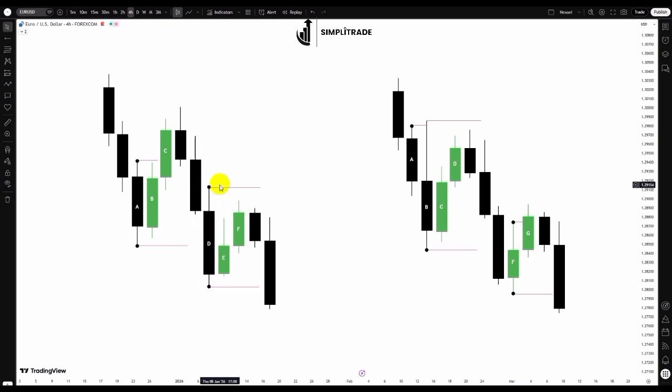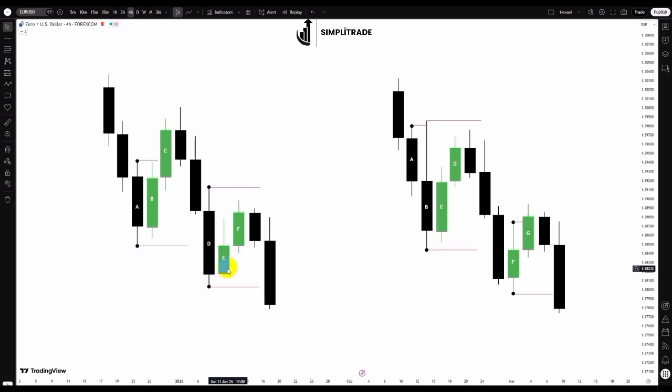For us to have a valid pullback, it means that the high of candle D must be taken, because candle D created the new low point. Because here we have a low, a high, a lower low. So candle D created the lower low. So for us to have a valid pullback, its high must be taken.